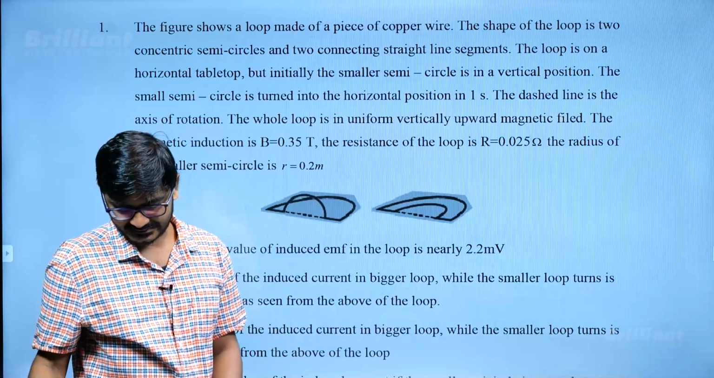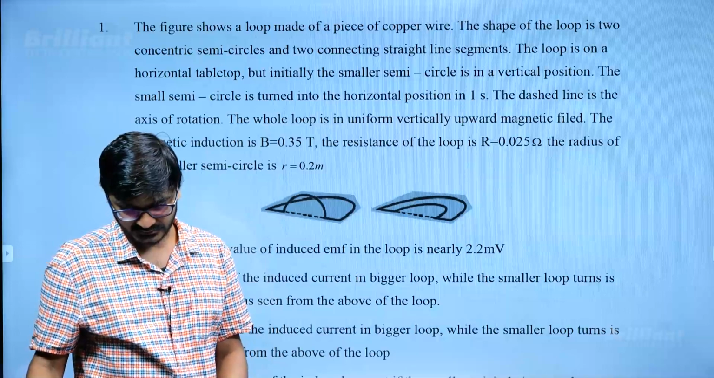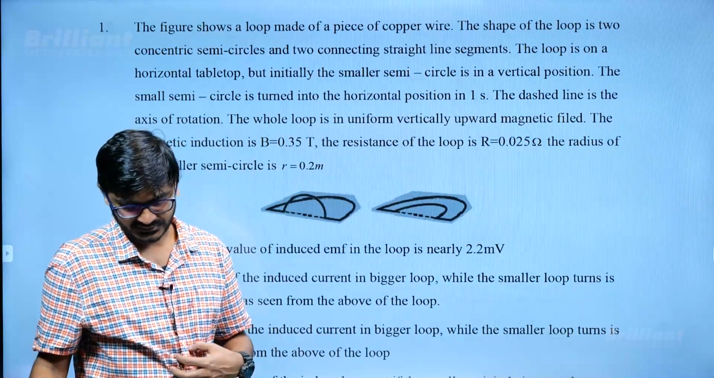The magnetic induction, the resistance of the loop and the radius of the smaller circle are given, so you need to find the average value of induced EMF. So that's the first question.